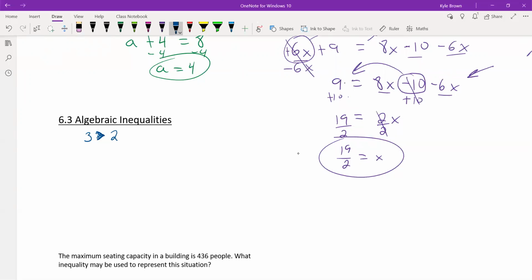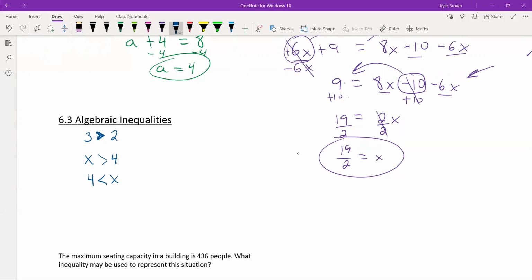Now, if I wanted to say x is greater than 4, it would be like this. It'd be x is greater than 4, or it would also be true to say 4 is less than x. It doesn't actually matter which way you write it, as long as it's opened up to the x, because the x is the bigger one.